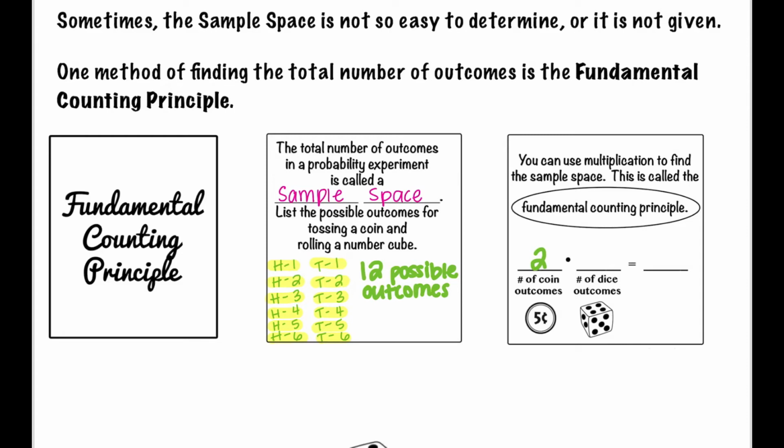Then you could say, well, how many outcomes do I have if I roll a die? There are 6 sides to a die, so there's 6 possible outcomes. The fundamental counting principle tells you that you can take the number of outcomes from the first event, the number of outcomes for the second event, and multiply them together. So there are 2 outcomes for tossing a coin, 6 outcomes for rolling a die, multiply 2 times 6, and you get 12.